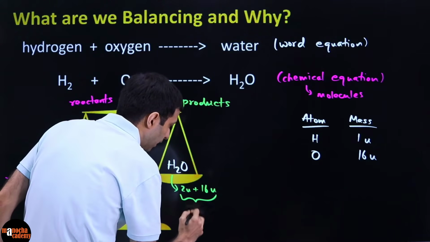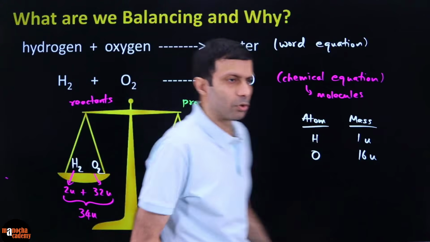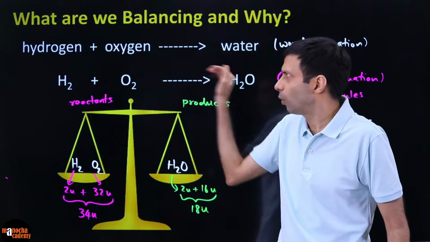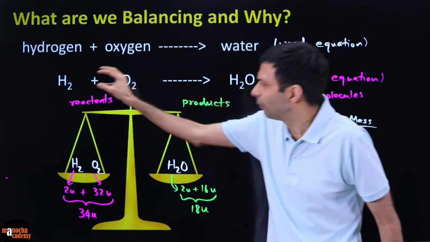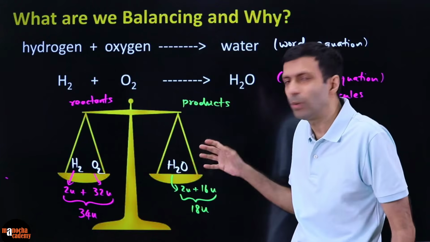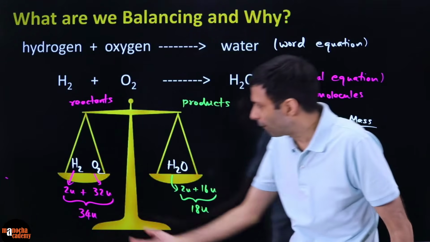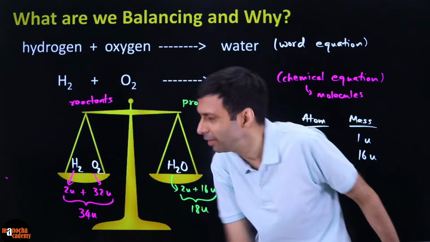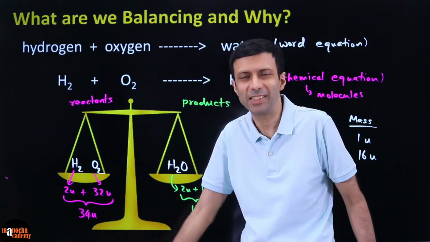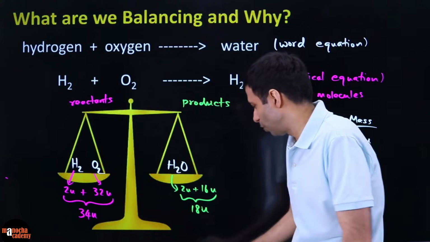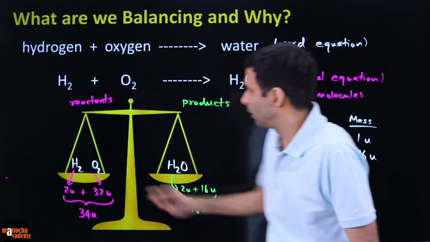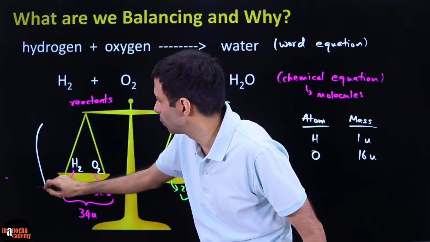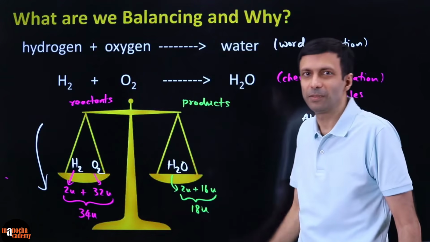That gives me 18U. So if we take the chemical equation we wrote and we just put it on our beam balance, will it balance? You have 34U here and 18U here. So definitely it's going to tilt towards the left hand side. Do you guys agree? So our beam balance is definitely going to swing this way. It is not a balanced equation.